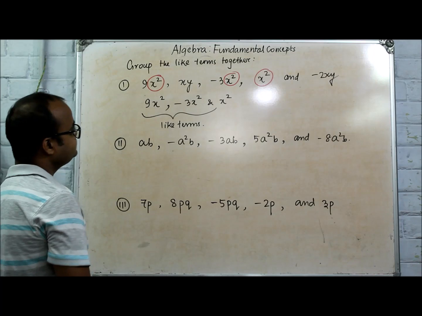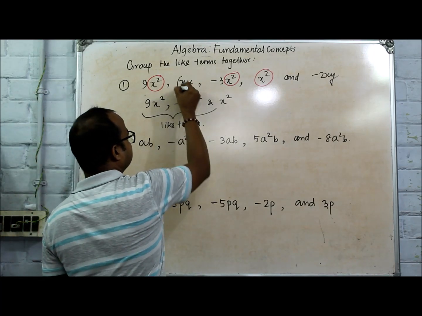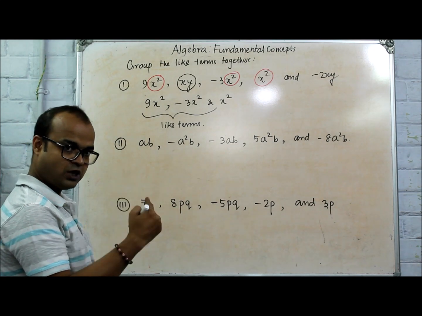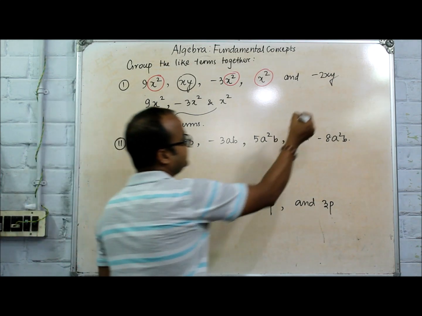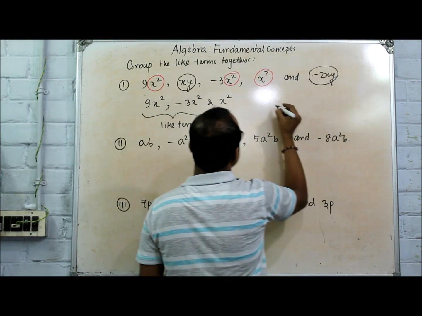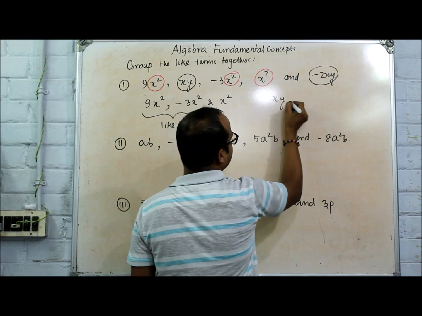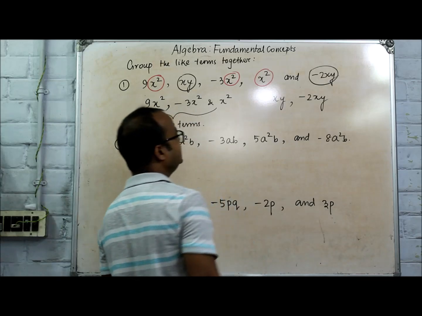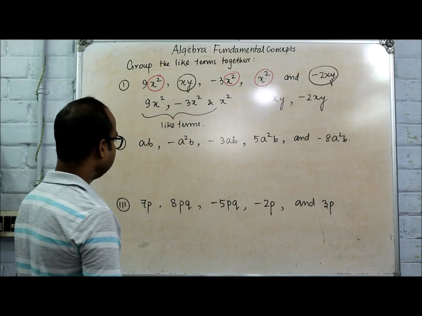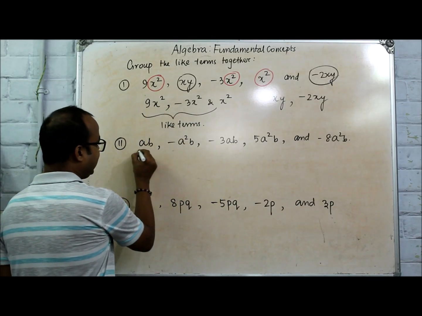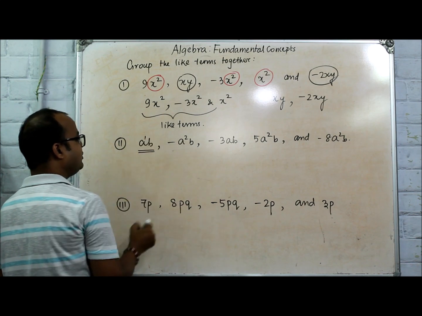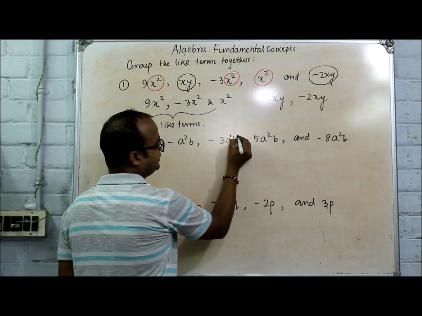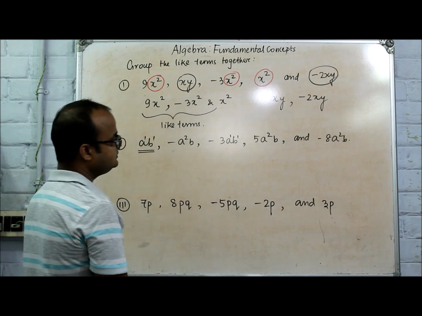Like terms: xy, degree of x 1, y 1, and minus 2xy. These two are like terms. Xy and minus 2xy are the like terms. In the same way, ab means a to the power 1, b to the power 1, and minus 3ab, a to the power 1, b to the power 1.